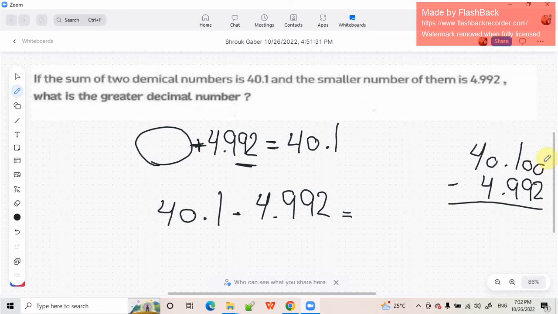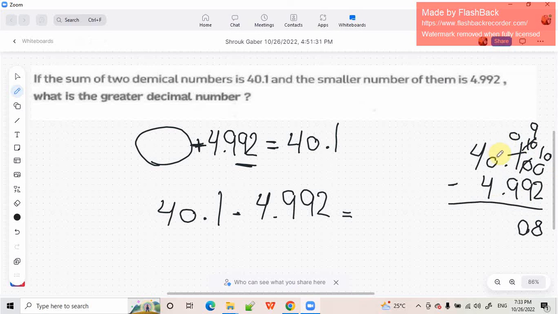0 minus 2 doesn't work. It will be 10. I can't take 1 from a 0, so the 1 will be 0 and the 0 will be 10. I will take 1 from the 10, so 10 will be 9. 10 minus 2 equals 8. 9 minus 9 equals 0. 0 minus 9 doesn't work.